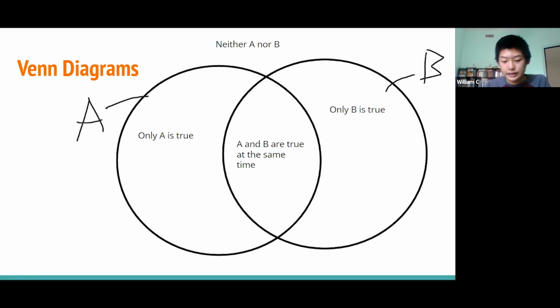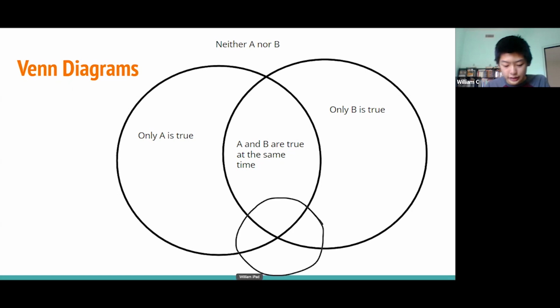Stuff inside this circle is only if B is true. The stuff in the middle is if both A and B are true. Put the cases where neither A nor B are true outside. You can also add a third circle, C, for as many circles as you want. Basically, if we put a case inside one of the parts, if it's inside a circle, then that condition is true.